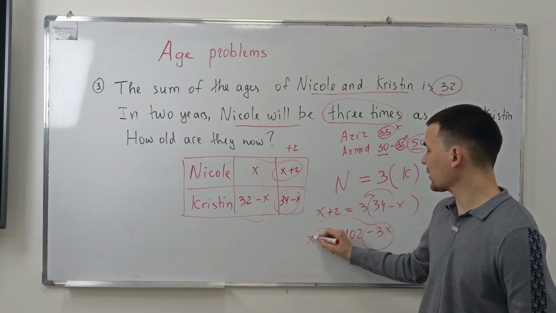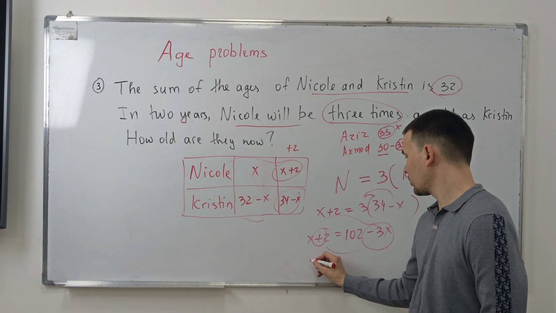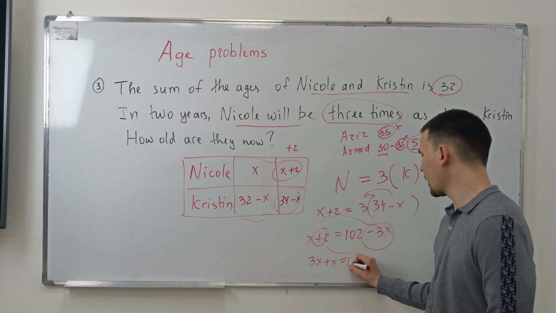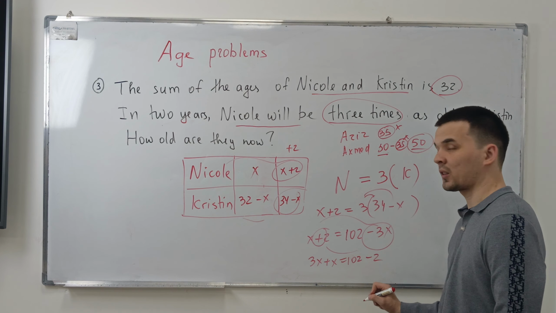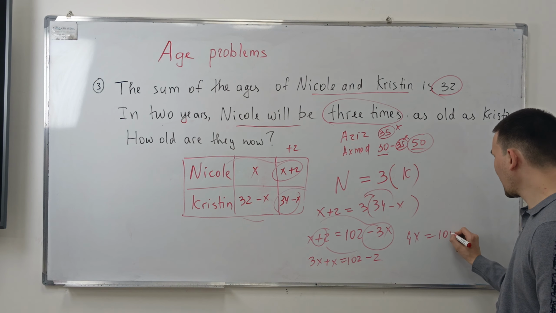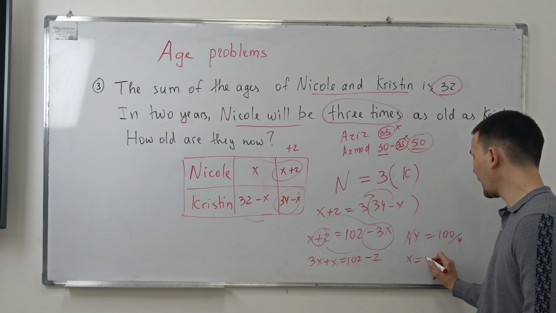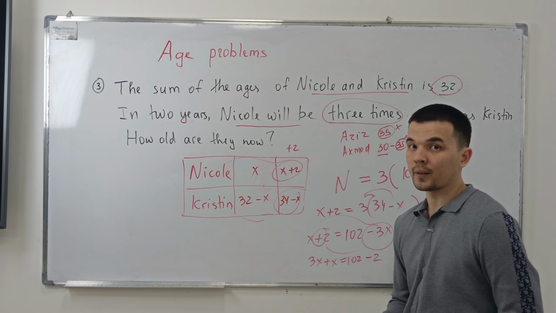As I told you, the x term should be sent to the left side, numbers should be sent to the right side. So we have got 3x plus x equals 102 minus 2. Our final answer is going to be 4x equals 100, and when you divide 100 by 4, it will give you the final answer, 25.